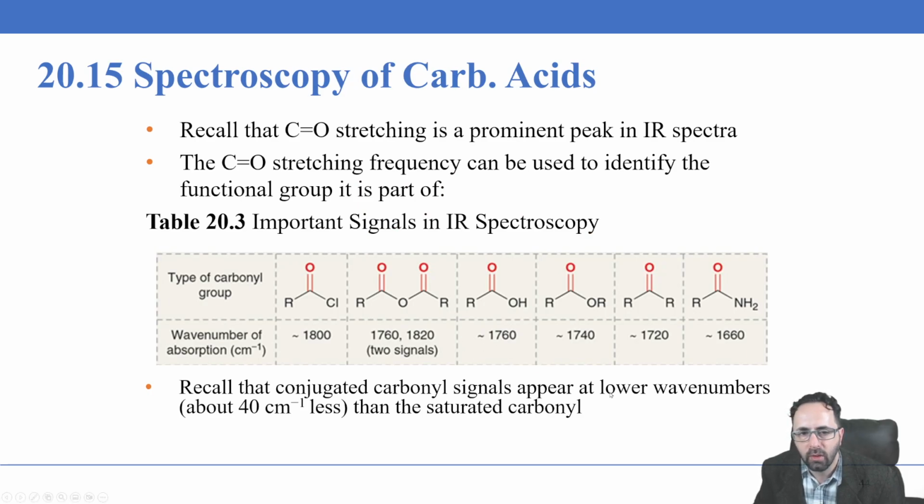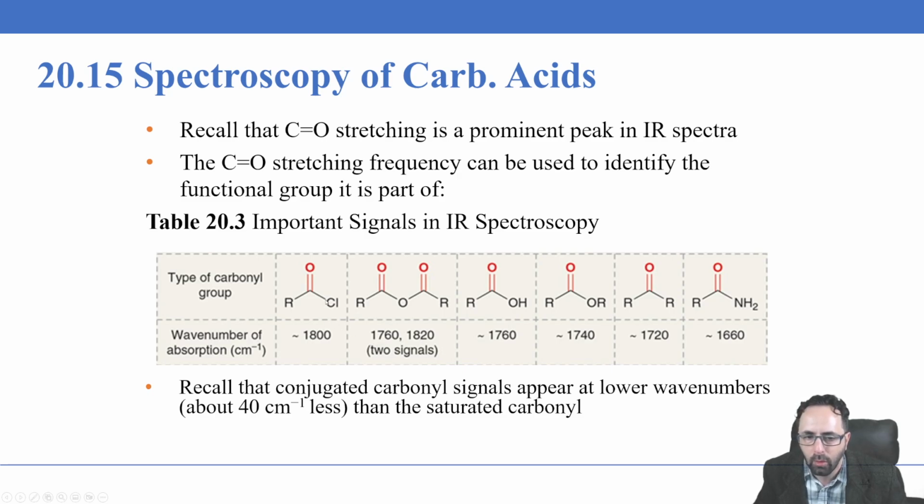Finally, having to do with spectroscopy. We've already studied NMR spectroscopy. This is a reminder for carbonyl groups that in IR we always have a stretching frequency in the region of about 1650 to 1800. And the exact frequency of the peak in the IR will depend on the nature of the particular carbonyl group that we have.